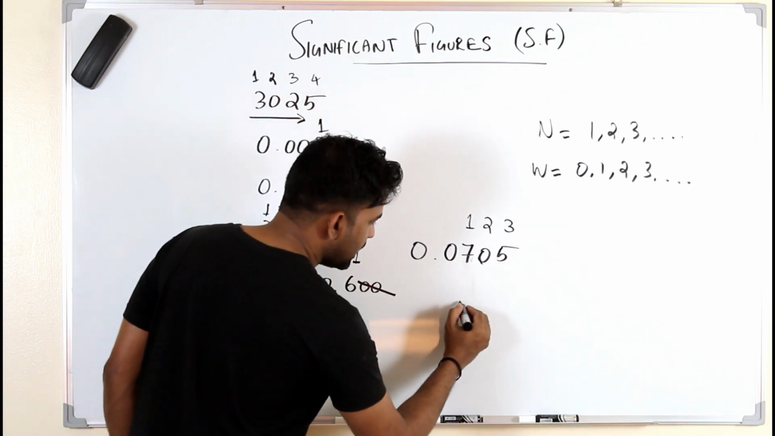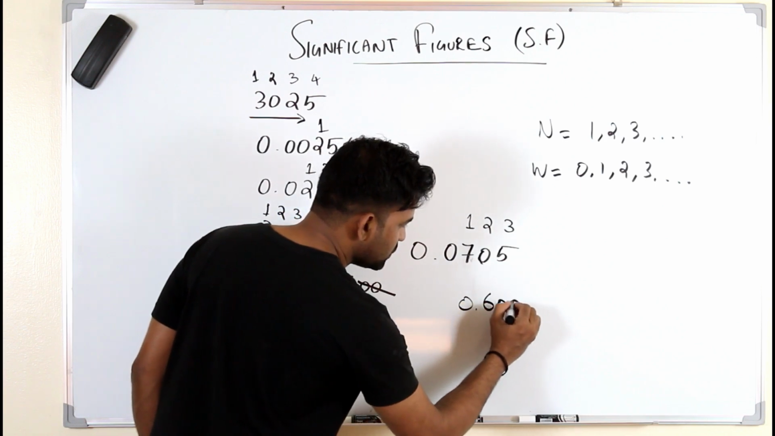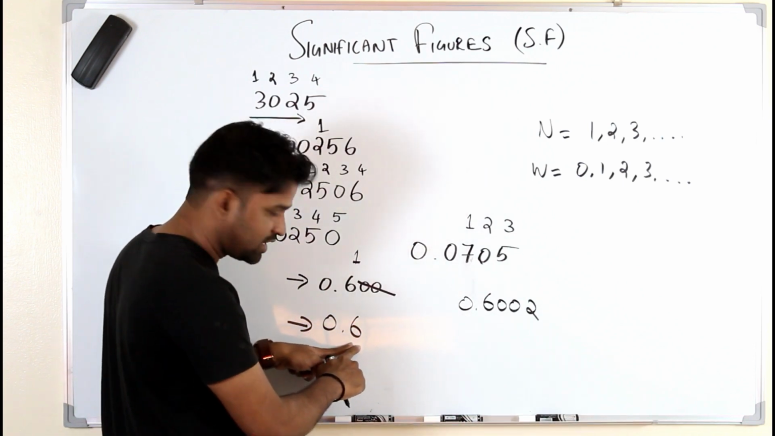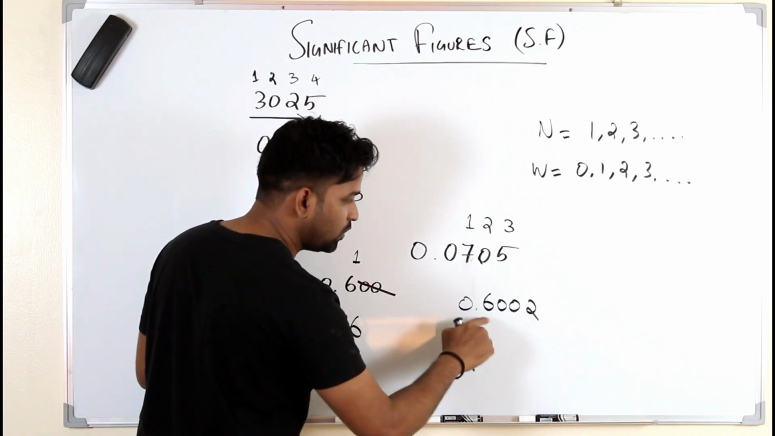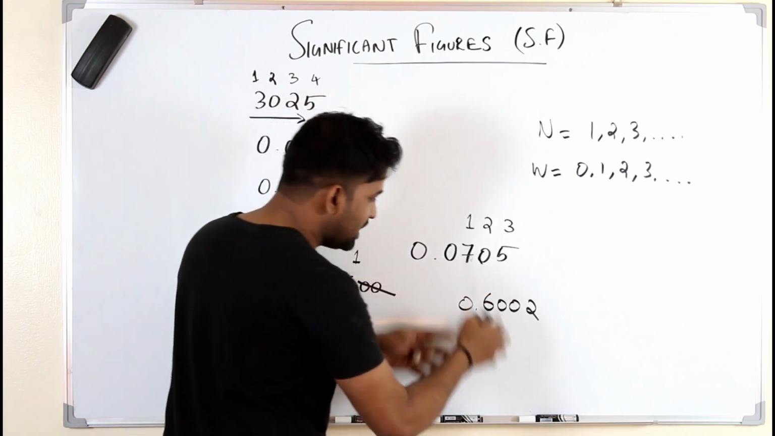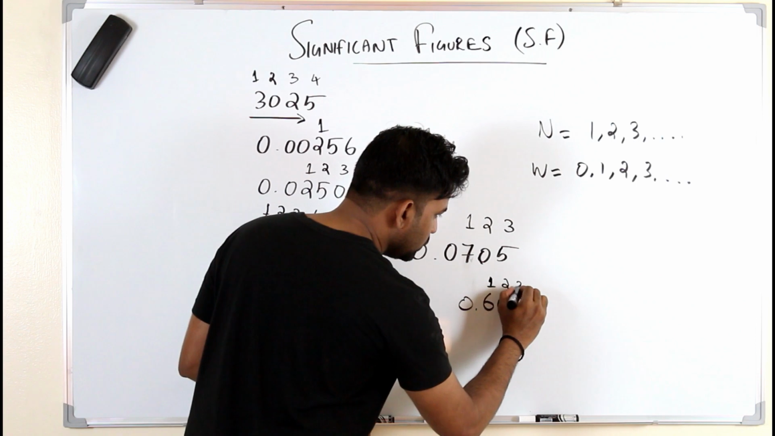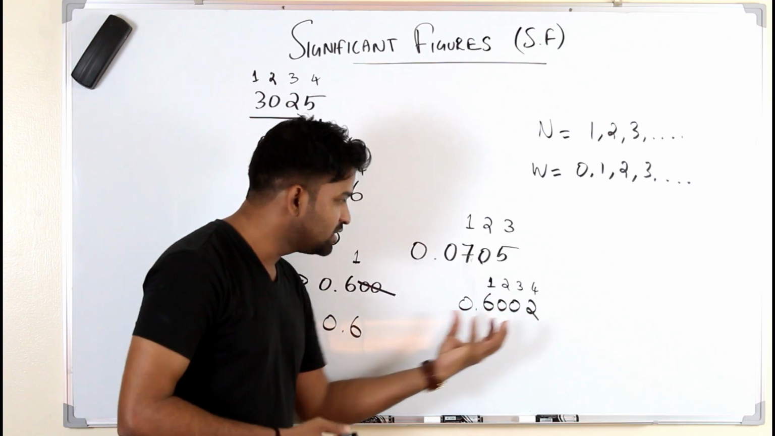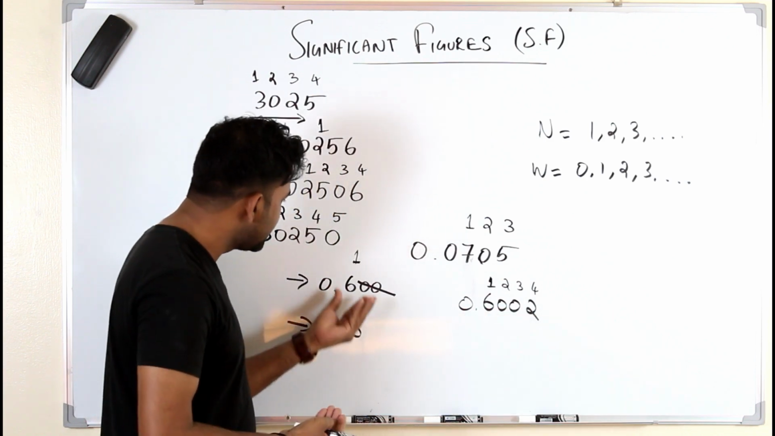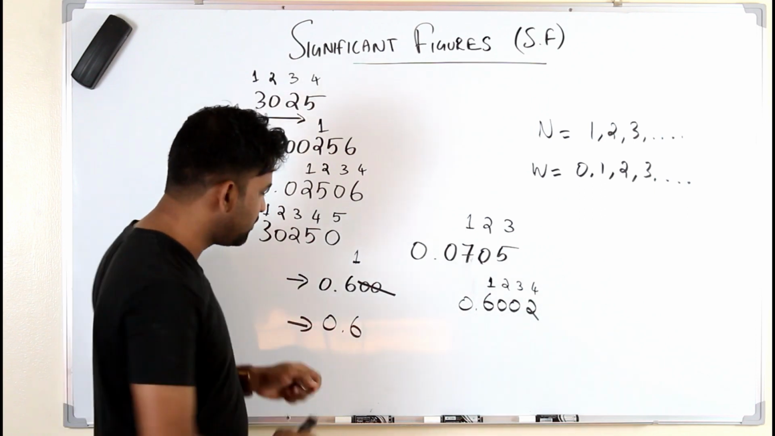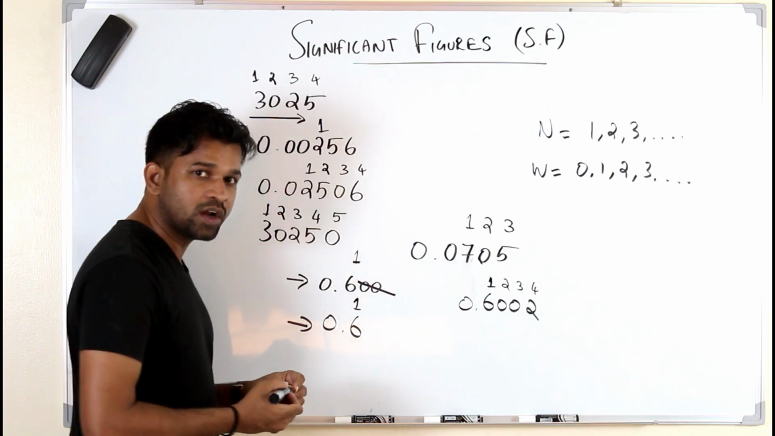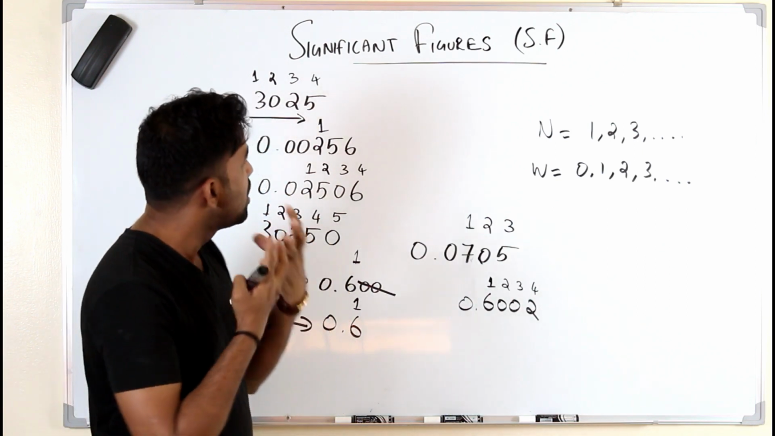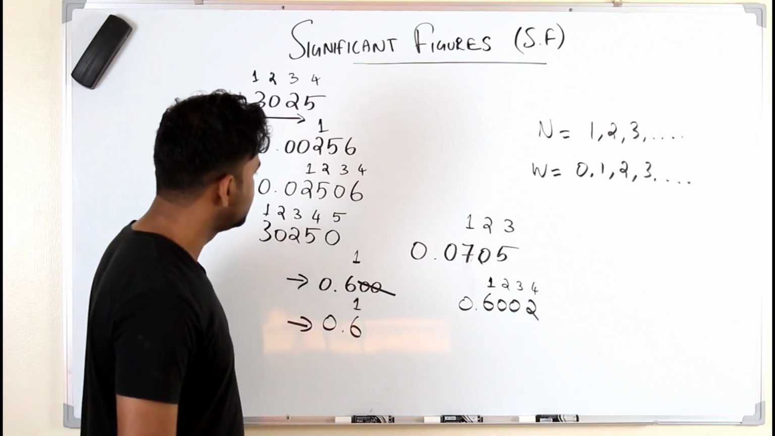But at the same time, let's say the number is 0.6002, which is not equal to 0.6. The significant figures of this number are 1, 2, 3, 4. This number has 4 significant figures because the zeros are in between. Here this number has only one significant figure. Even 0.6 has only one significant figure. So this is how we find the significant figures of a given number. It can be any number.